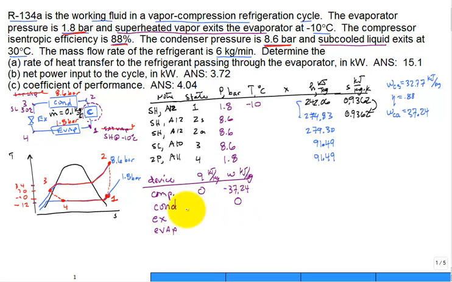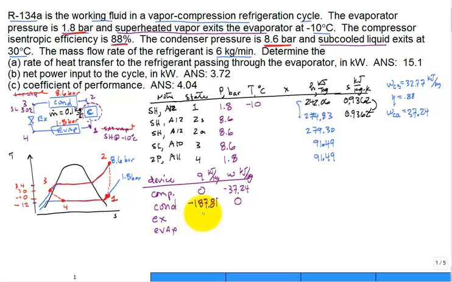Okay, the condenser. Well, it's no work in or out, and it's all heat transfer. And the control volume around the condenser, it's not into the condenser, it's actually out of the condenser. So it's going to be negative, and it's going to be the difference in the enthalpy. So it's the enthalpy at 3 minus the enthalpy at 2 actual, and that comes in at negative 187.8.